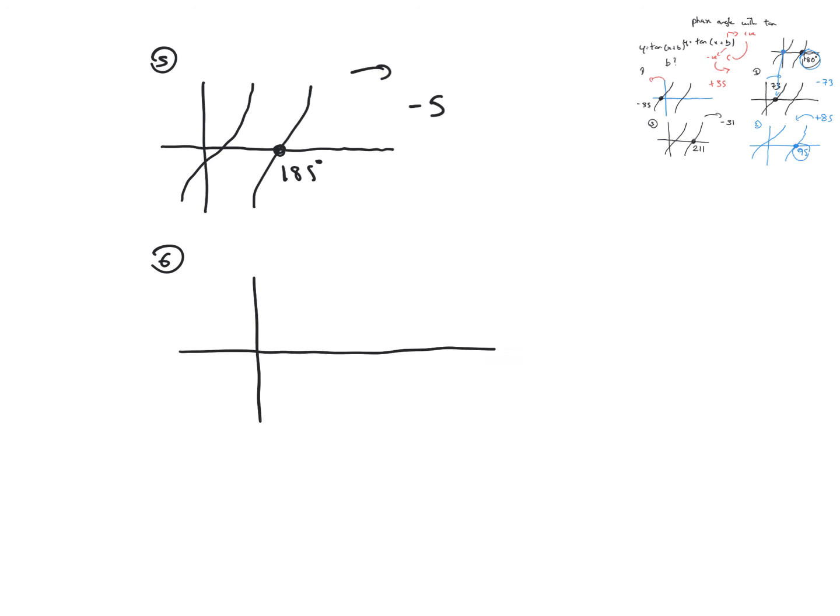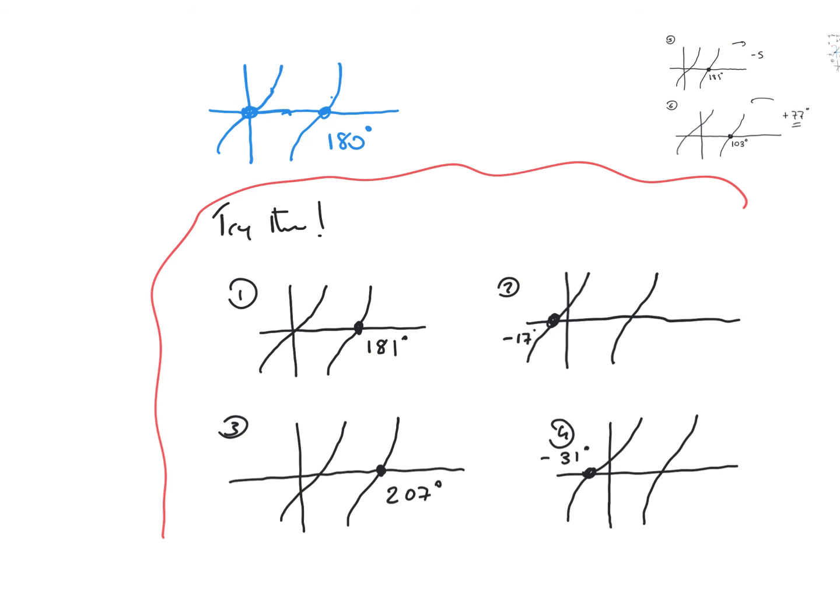And then our sixth example is this one. Okay, 103 degrees, which matches up with 180. That's been moved backwards by 77 in the negative direction. That's plus 77. Okay, so you're going to have to go at these four.